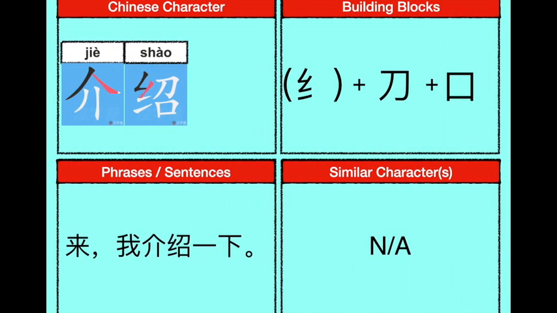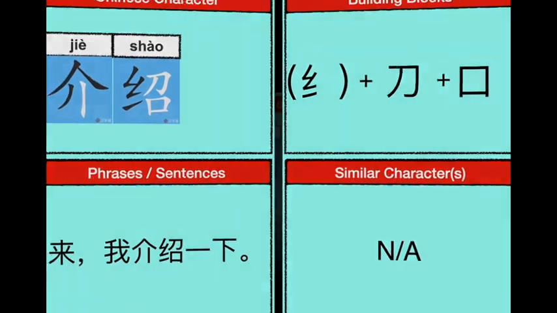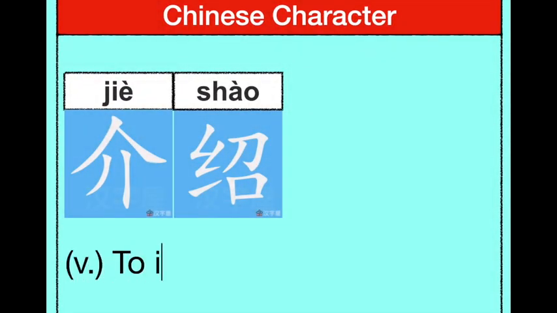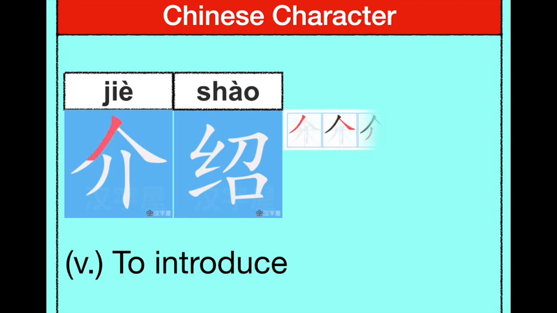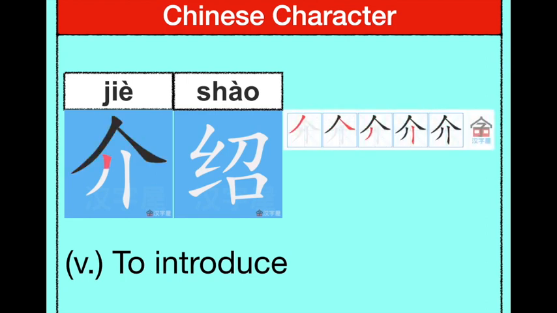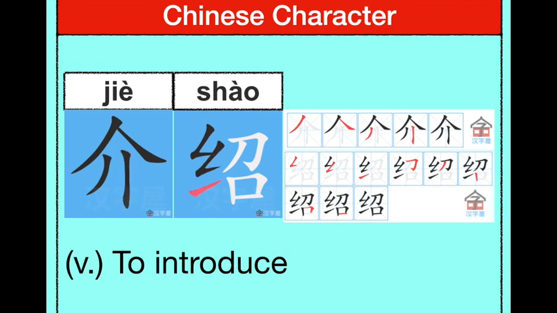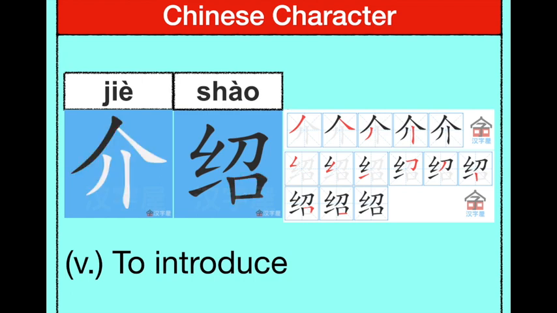Our next word is 介绍. 介绍 is a verb, means to introduce. Now let's look at stroke order of 介. 撇 捺 竖撇 竖. Now let's look at stroke orders of 绍. 撇提 提 横折钩 撇 竖 横折 横.